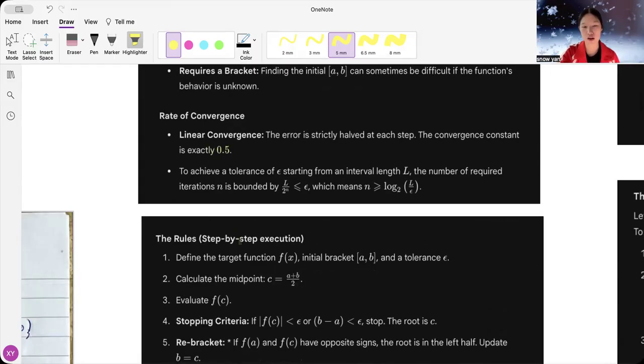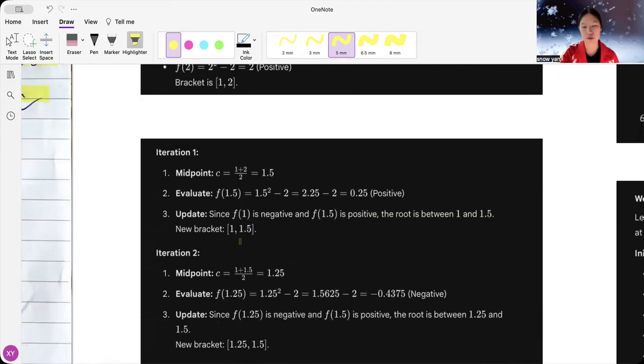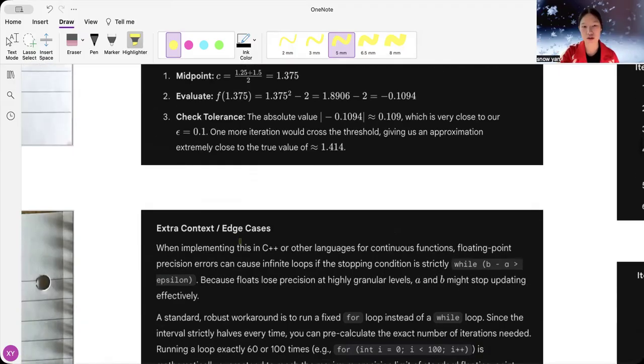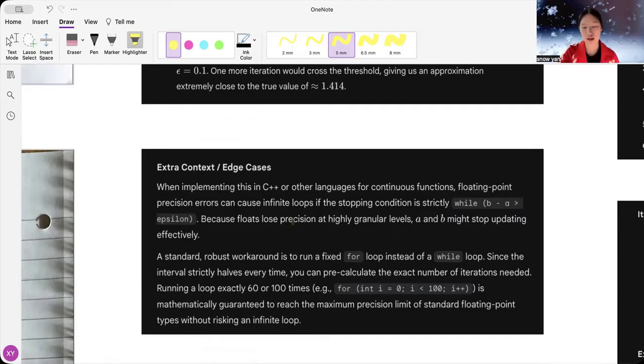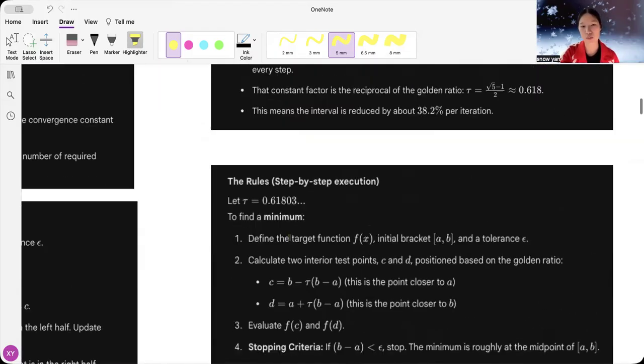So yeah, these are the rules to go through it and an example of the iterations. I'm not going to talk too much about it. There might be some issues with the rounding epsilon, but not so much to talk about. That's just the main idea, I'd say.